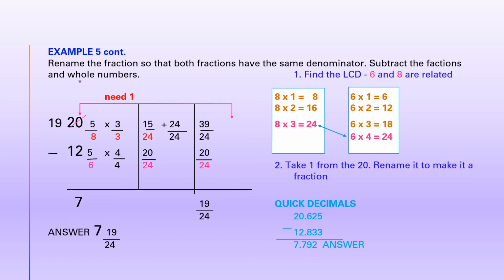Again, as decimals, much quicker. The top one, 5/8, decimal 625. So that's 20.625. 5/6 is decimal 8333333. We just cut it off at 3 digits. That's good enough. 8.33. We subtract, we get 7.792.